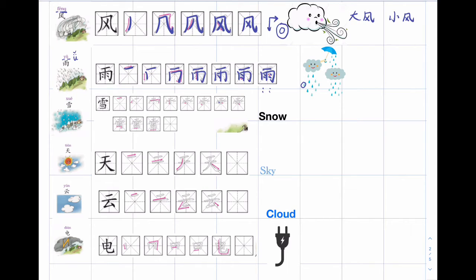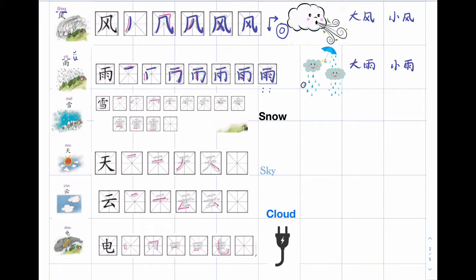And then to use 雨 to make some phrases. 大雨, okay, raining cats and dog, a big rain. And then we have 小雨, small rain, drizzling. Right, let's go to the next one.